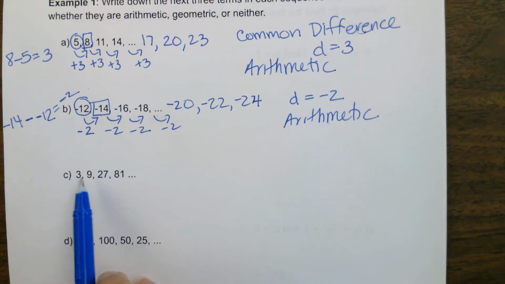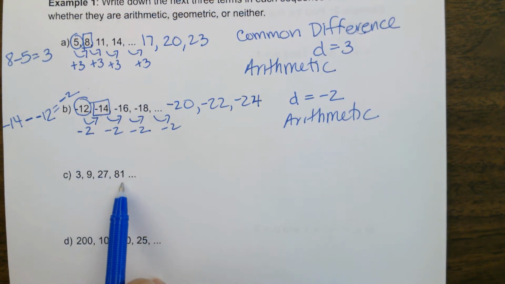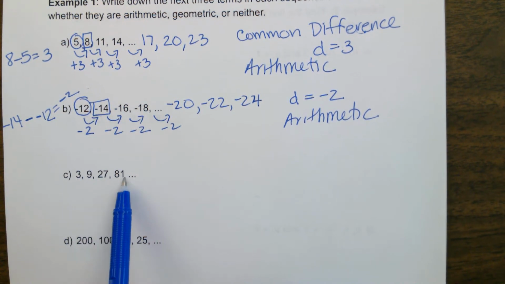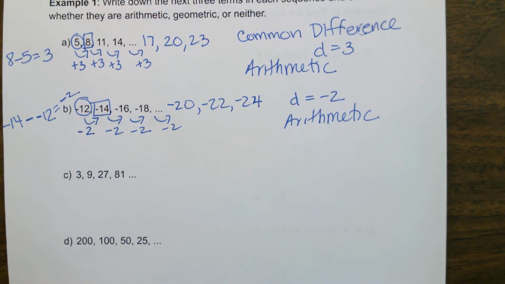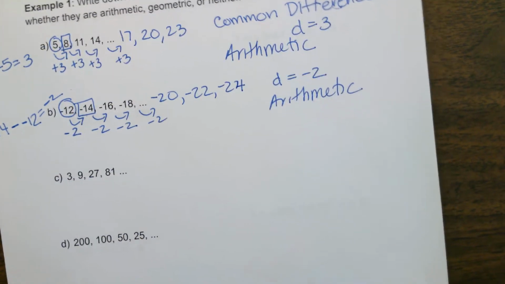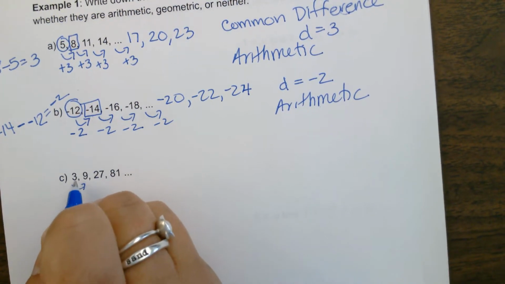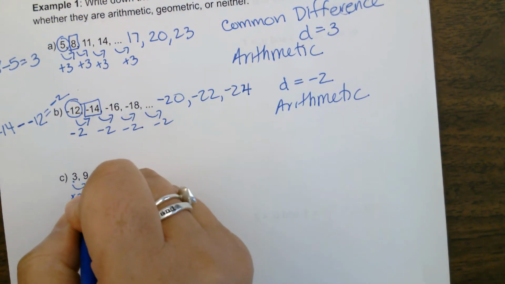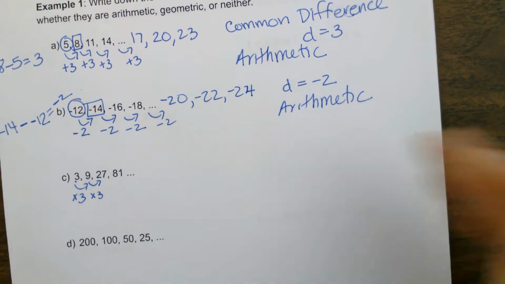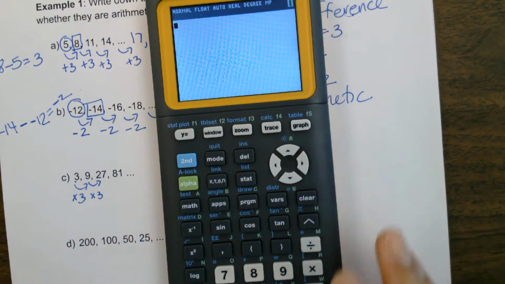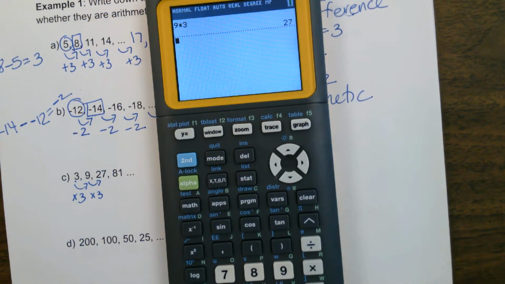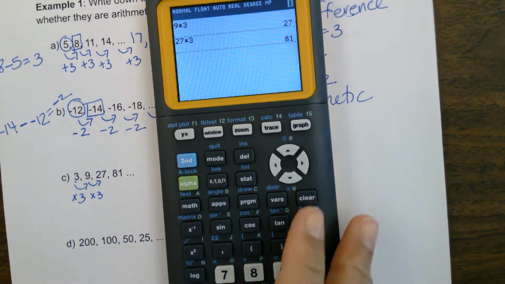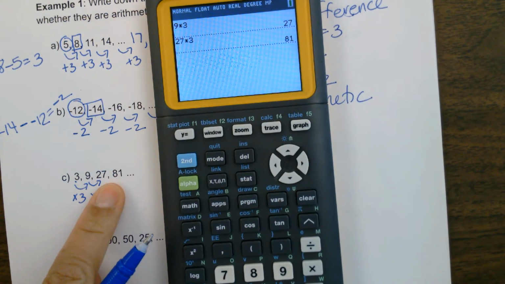Part C goes 3, 9, 27, 81. Now I look at this and I say, wow, we really jumped from 9 to 27 to 81. So I have a feeling we're going to be multiplying by a common number. So let's see, to get from 3 to 9, I am multiplying by 3. To get from 9 to 27, multiplying by 3. That does check out. And if you want to use your calculator to see, 9 times 3, 27. 27 times 3, I do get to 81, which is my next number.